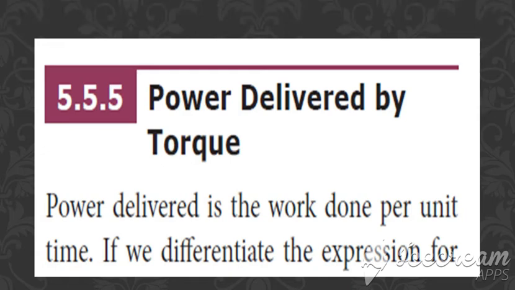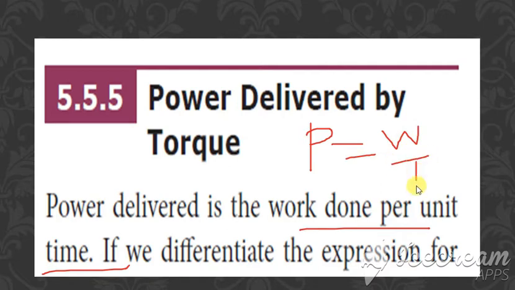Next one is power delivered by the torque. For this, the power is delivered when the work is done per unit time. Okay, so power, the formula is what? Work done by time taken. So work done per unit time.